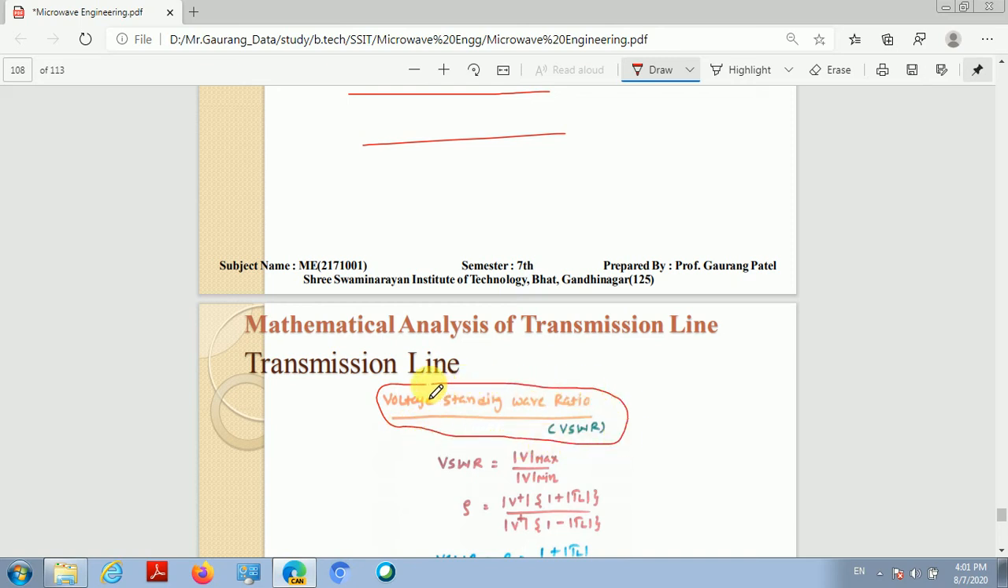Voltage standing wave ratio, which is abbreviated as VSWR. Now, before starting the discussion about VSWR, let me tell you something interesting. We are analyzing the transmission line at high frequency, that is, at microwave frequency. At high frequency, if you would like to measure the phase of the wave, it is a complicated process.